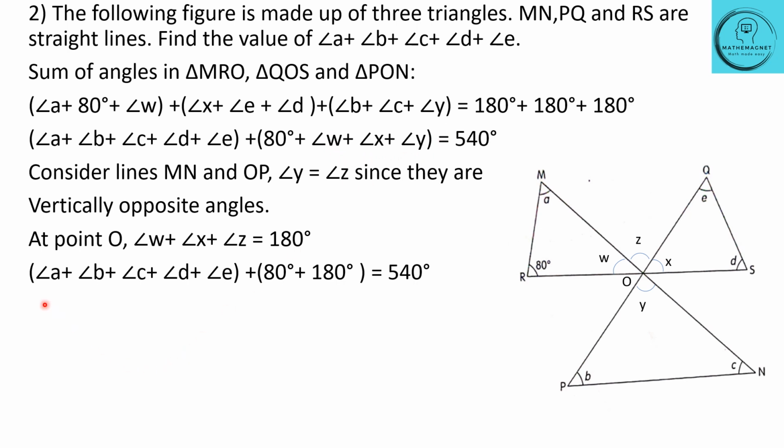So it will become A plus B plus C plus D plus E plus 80 plus these 3 angles is equal to 540. Now that will be equal to 540 minus 80 minus 180, which is equal to 280. So the question was to find A plus B plus C plus D plus E, that is equal to 280 degrees.